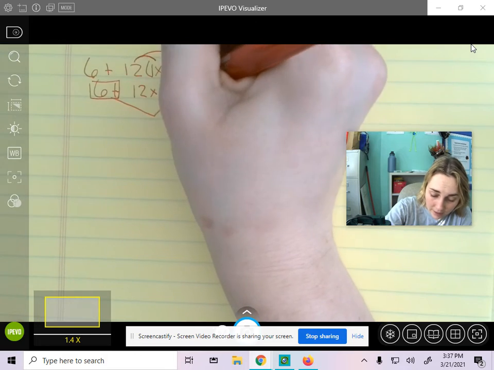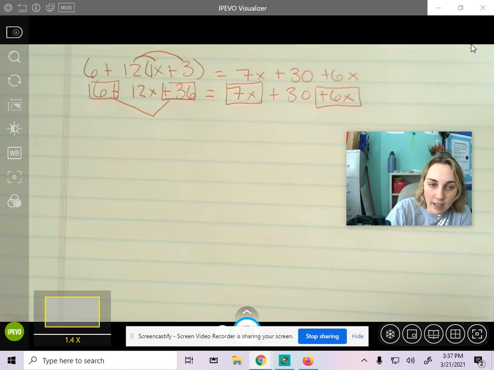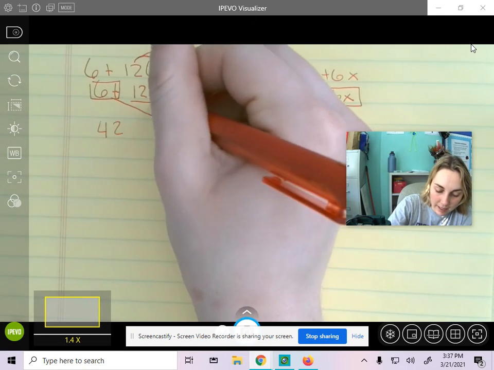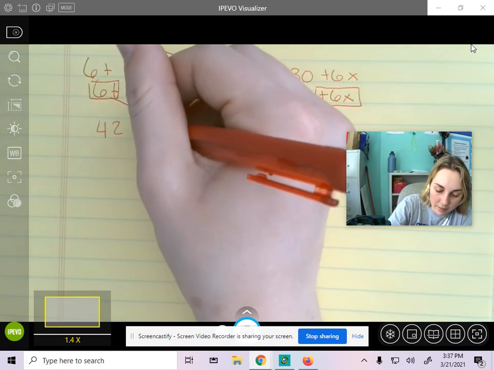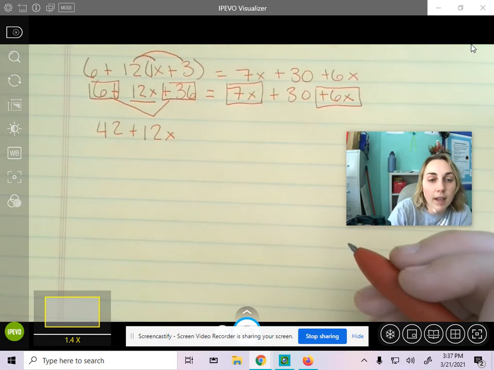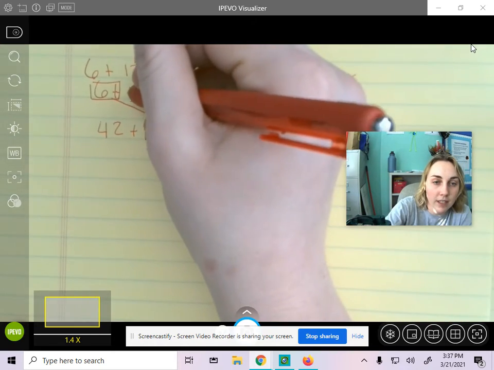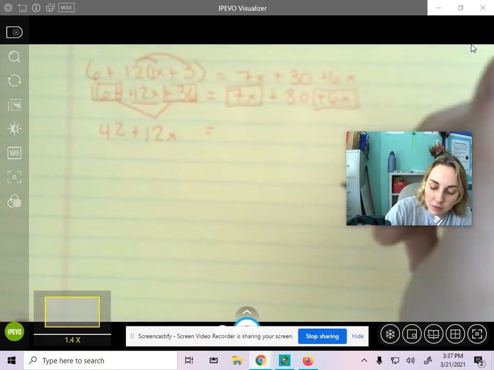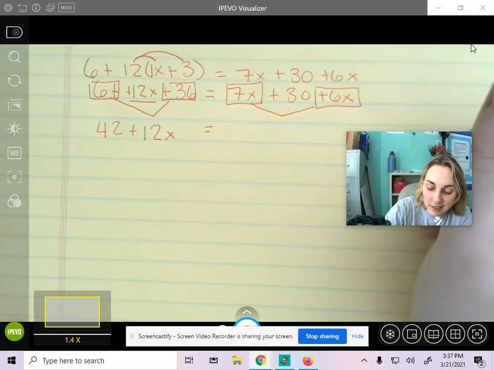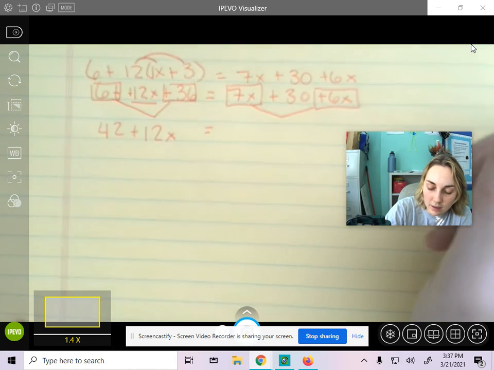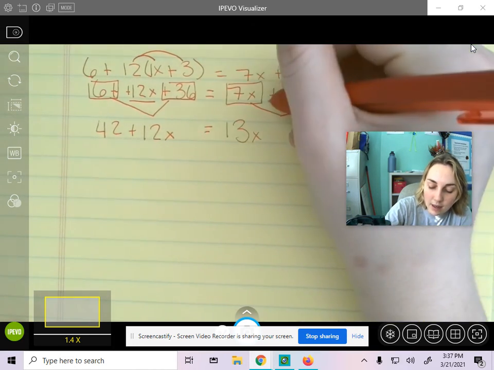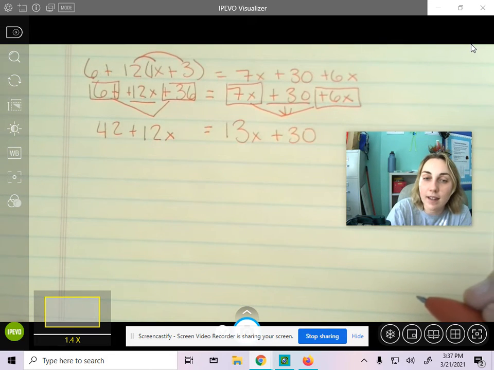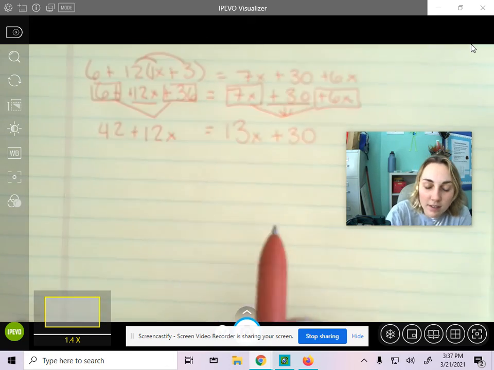So 6 plus 36, well, that is going to give me 42. And I'll bring down my 12x down here. Because this is a positive 12x, I'm going to put a positive in between those. So I'm going to bring that down. And then that's going to be equal to 7x plus 6x, and that gives me 13x. And then I'll bring down that plus 30. Cool. All right. So that is as simplified as either side is going to get.